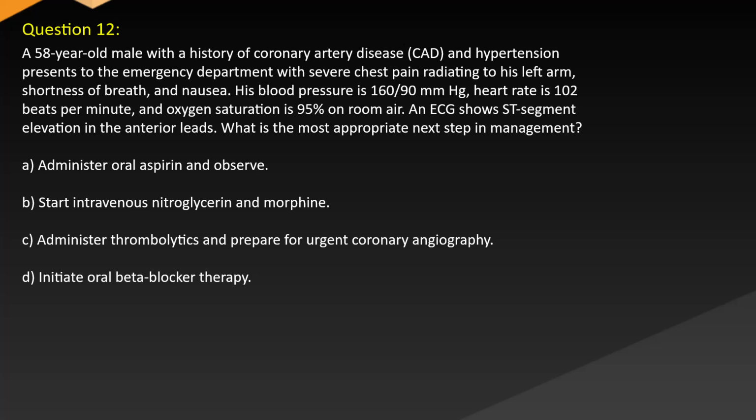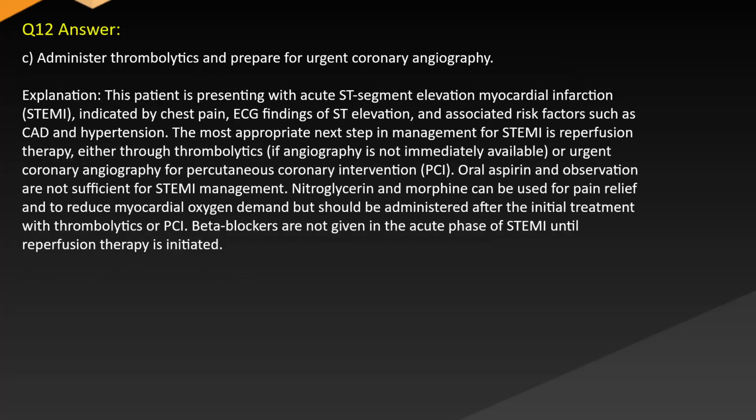A. Administer oral aspirin and observe. B. Start intravenous nitroglycerin and morphine. C. Administer thrombolytics and prepare for urgent coronary angiography. D. Initiate oral beta blocker therapy. Answer: C. Administer thrombolytics and prepare for urgent coronary angiography.